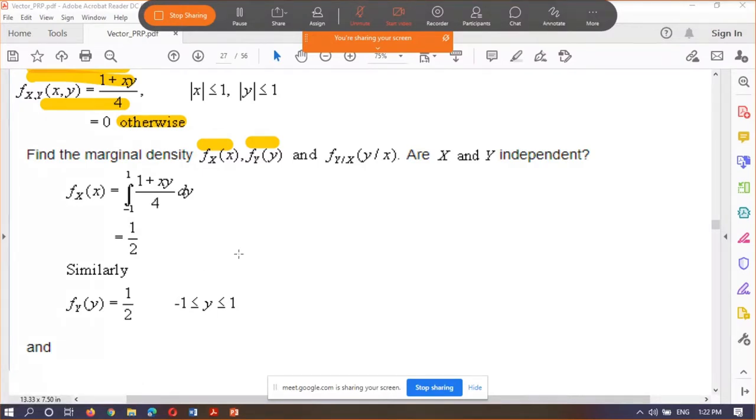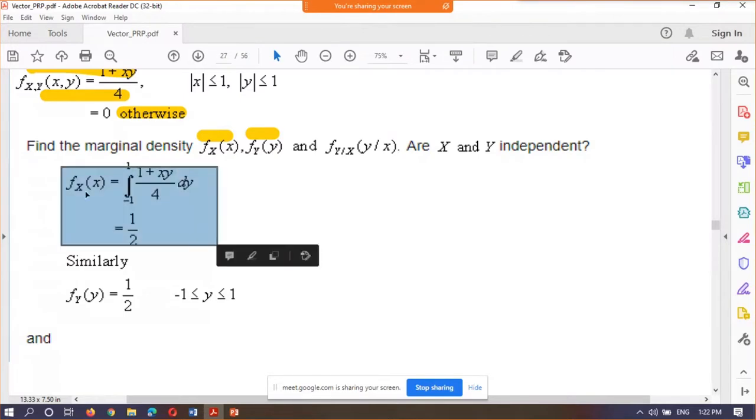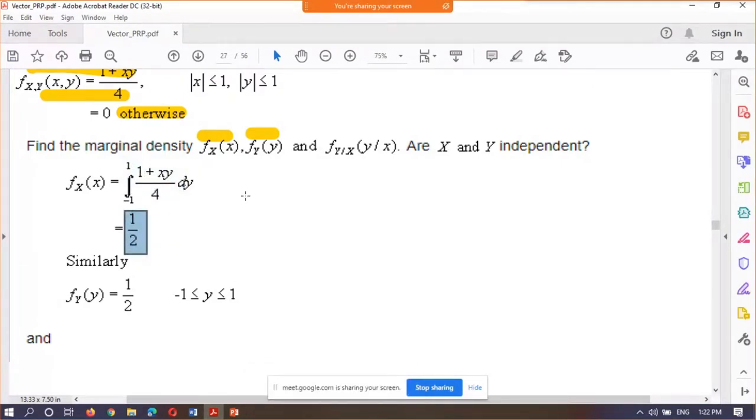So like this you have to do the full calculation. If I give the same question in the exam and some of you write it like this, I will give zero because I don't know how this value is coming. You have to show me all the procedure of how this is coming as one by two.